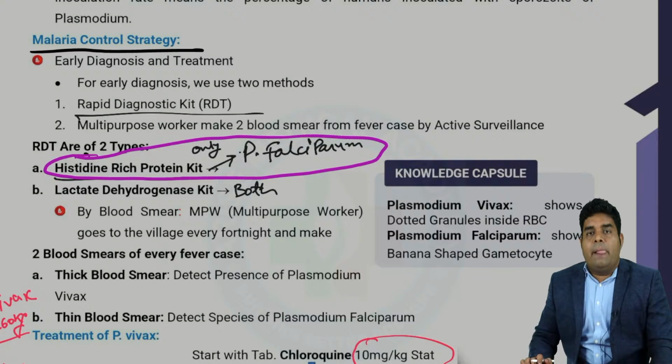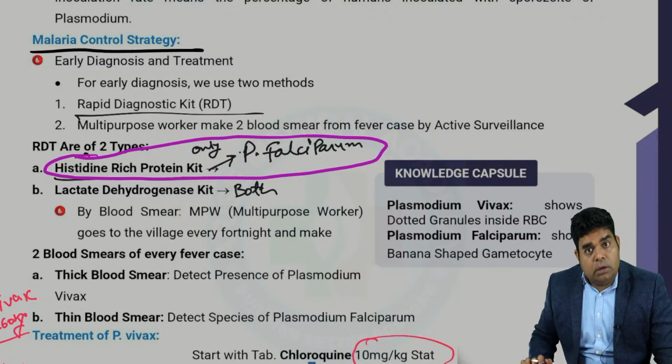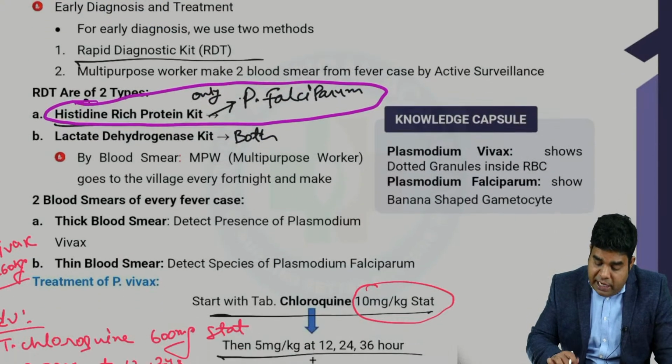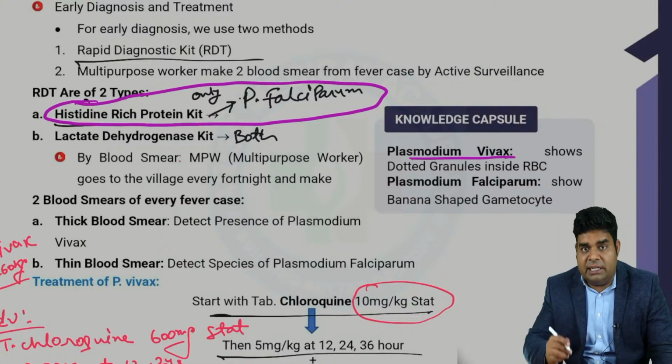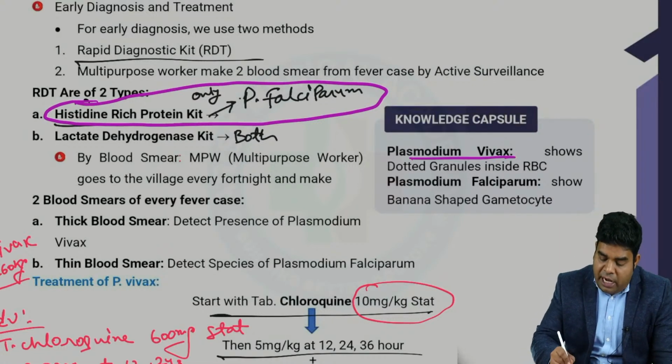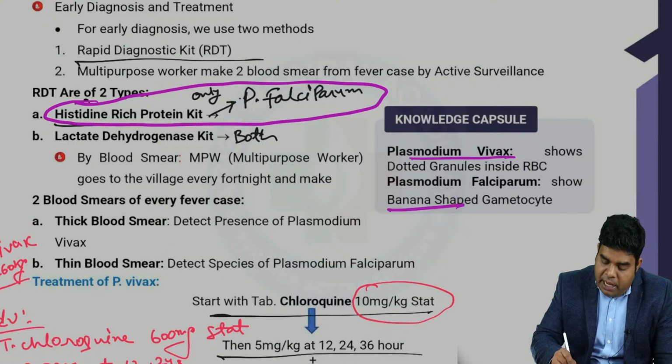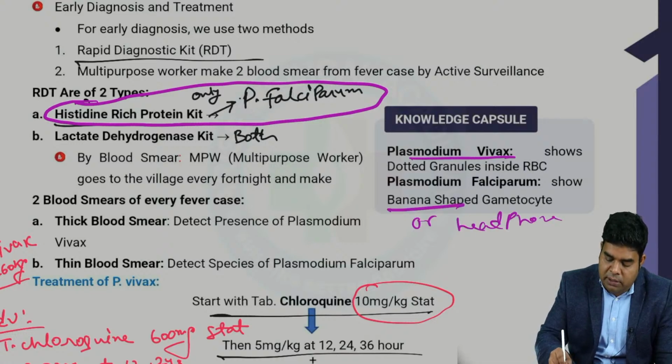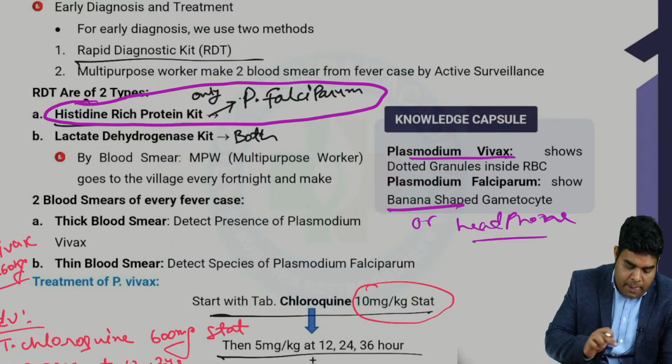Second point is how do we detect vivax in the smear? We discuss it in the thin smear. There will be dotted granules, and in Plasmodium there will be banana shaped or headphone type gametocyte. Headphone type, 2 things can be seen. Okay.